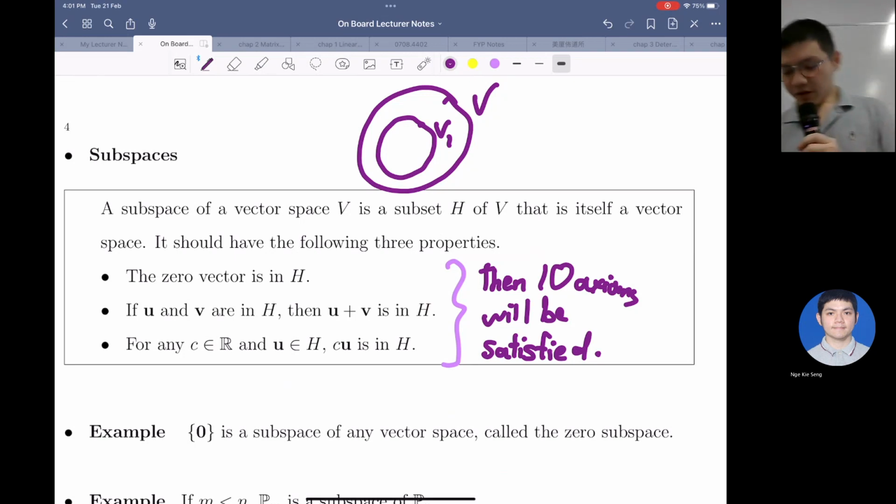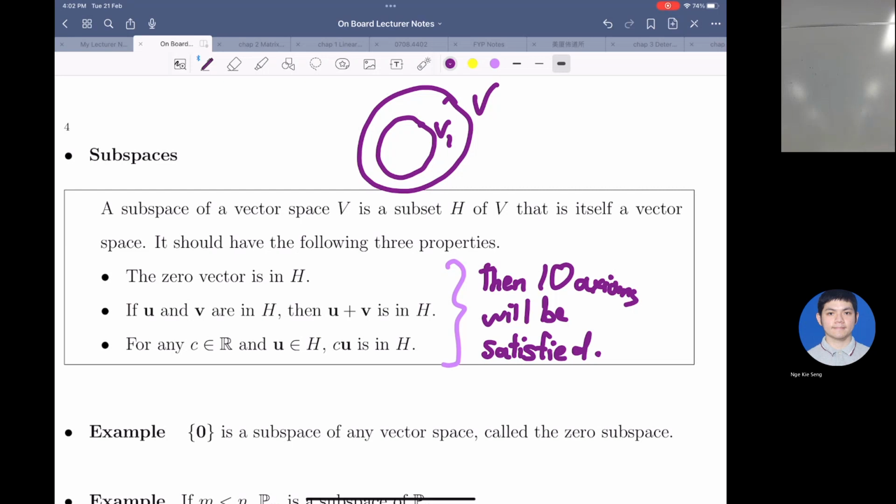Okay, so the first example is 0. The set containing only the 0 vector is a subspace of any vector space. It's called the 0 subspace. In this space there's only one thing, which is the 0 vector. Why does this satisfy the definition of subspace? First of all, 0 is in there. Second, when you add two vectors together, the sum is in it. There's only one you can pick, which is 0, and another you can pick is still 0, so 0 plus 0 is 0. 0 times any scalar, what do you get? We already proved it is 0. So it satisfies the subspace conditions.